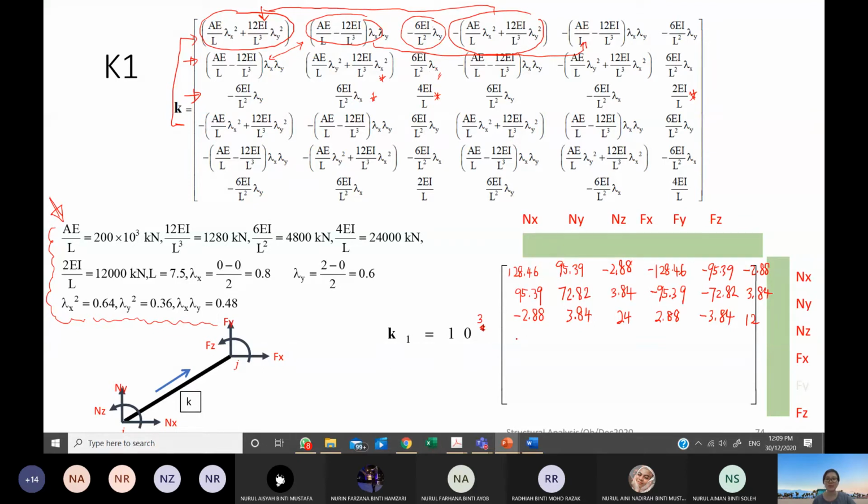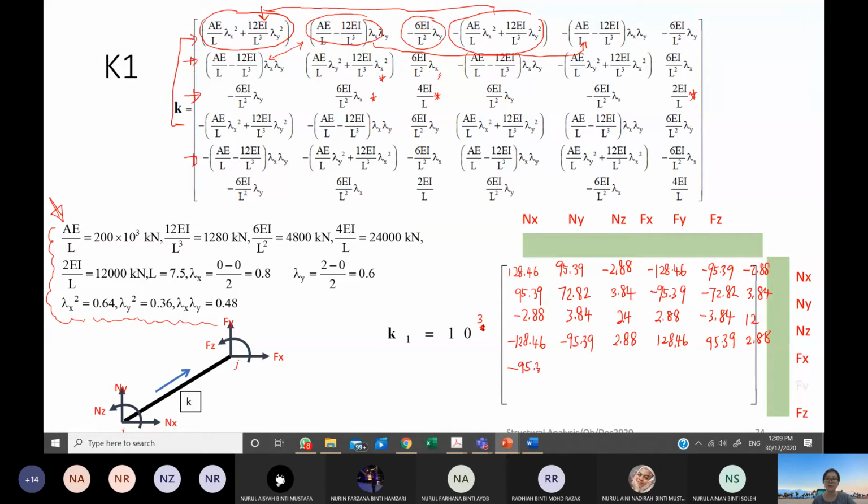Okay, so then we can take down negative 95.39, 2.88. Okay, and then 128.46, and then 95.39, and then 2.88. Okay, and row number 4 is also exactly opposite. Same value but opposite. So we just copy it down.